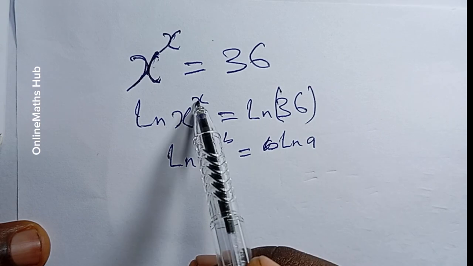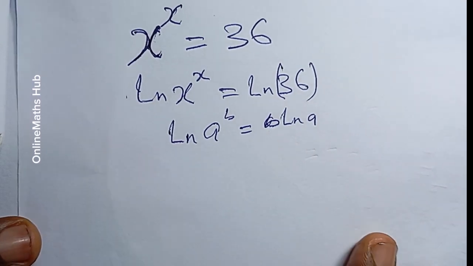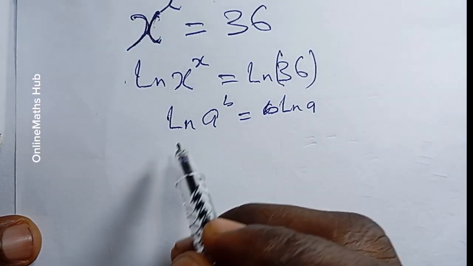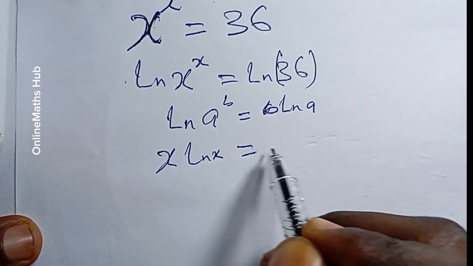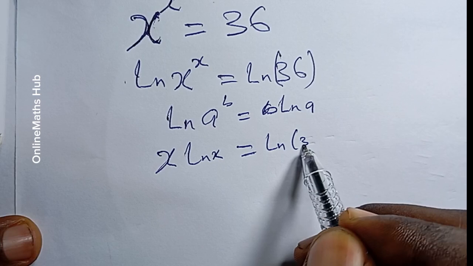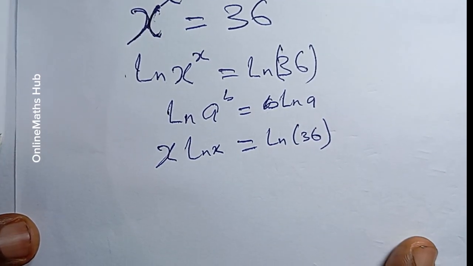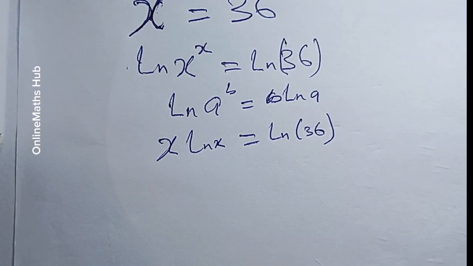By implication, I'm going to bring down this x here, and if I do that, I have x times ln(x) = ln(36). At this point, what we are going to use to solve this equation and get the value of x is the tool we call the Lambert W function.